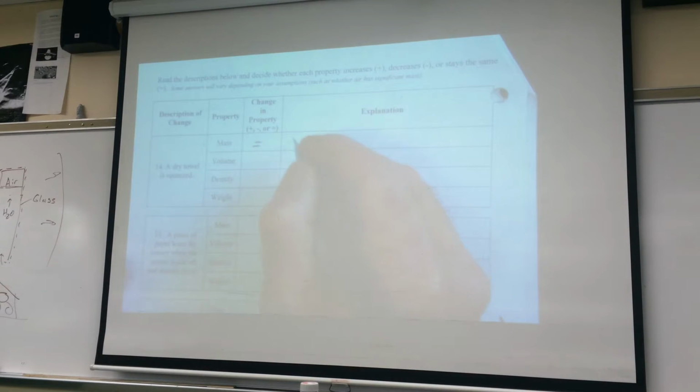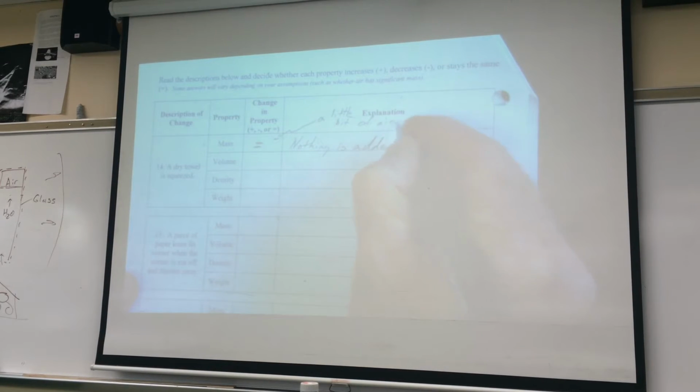So my explanation here is nothing is added or removed. And if you wanted to, you could say, a little bit of air comes out. But you don't have to. That air doesn't have a whole lot of mass, but it does have a little, so technically I guess it would lose mass, unless you define the towel as just the cotton, and then it doesn't change.